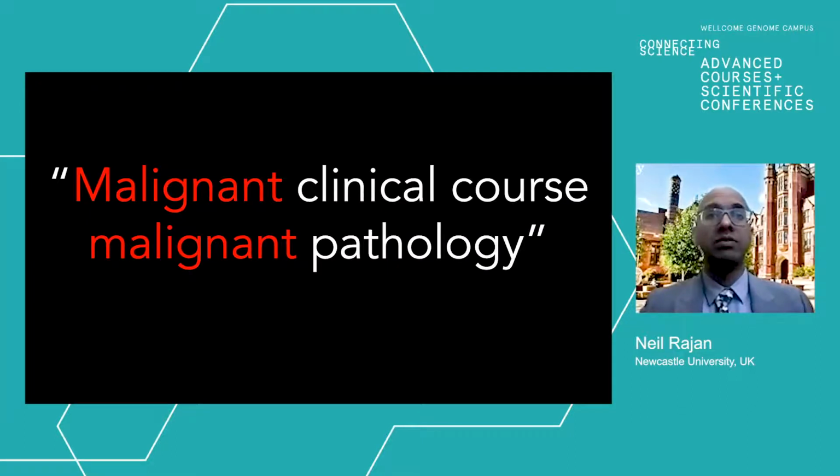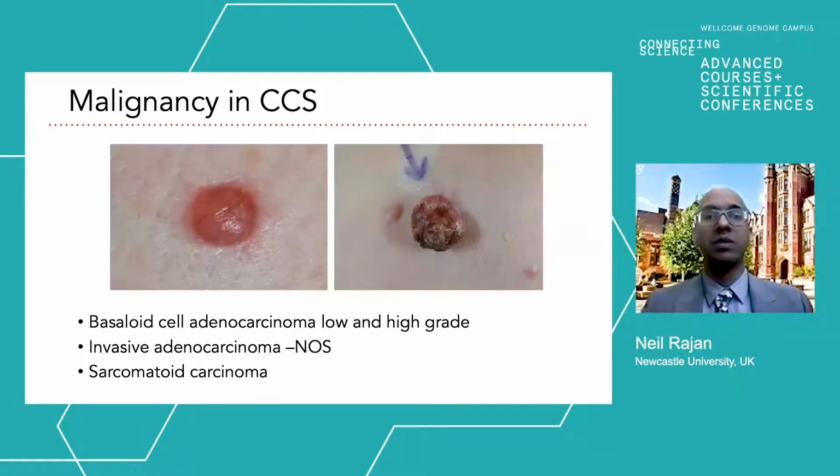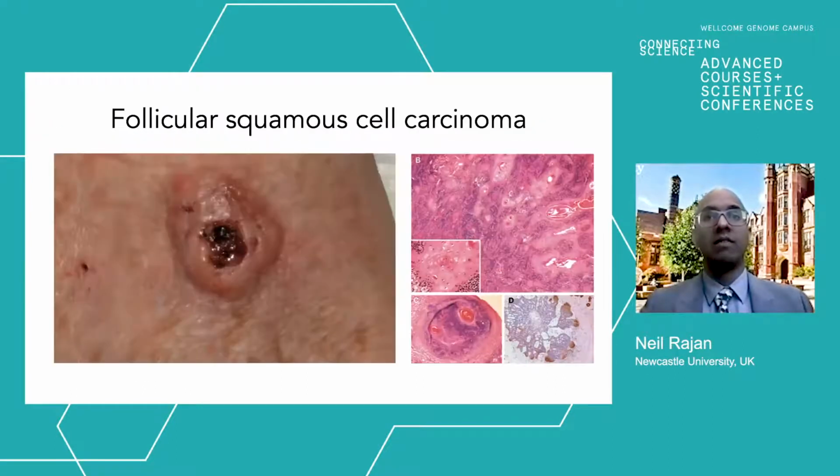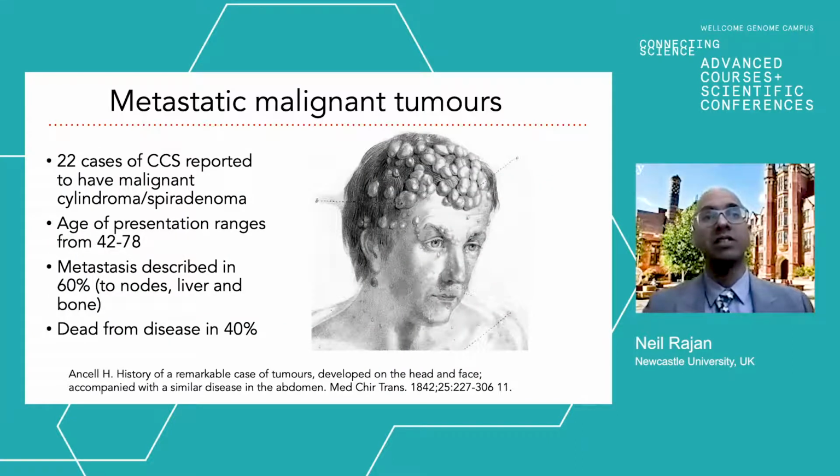Now, in addition to those tumors, patients can get malignant tumors, which are really quite rare, but are adenocarcinomas in the skin, and they can be of different histological types. In addition, sarcomatoid neoplasms can be seen. There are also presentations of a special subtype of squamous cell carcinoma called follicular squamous cell carcinoma, which can arise in these patients. In fact, there have been a range of cases of malignant cylindroma and spiradenoma, which have presented from as early as early 40s through to 78 in the literature, where there's metastases to other tissues such as lymph nodes, the liver, and bone.